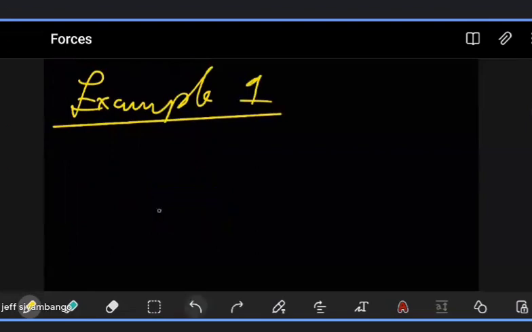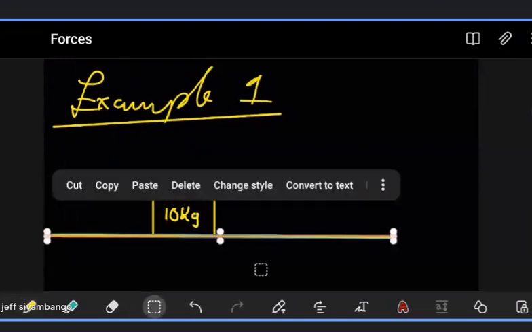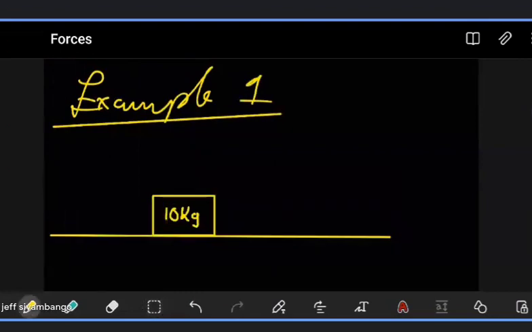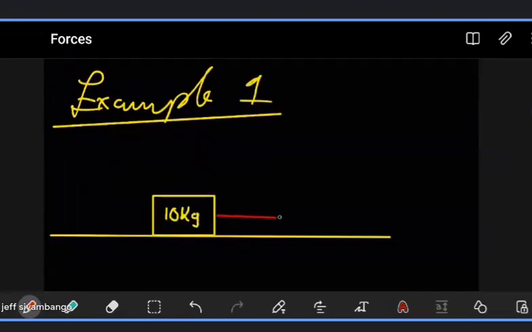And let's say this object has a mass of, we can give it 10 kgs. And it is on a smooth surface, something like this. And let's argue that it experiences two forces. A force like this, let's say this force is, we can say 80 newtons. And a force like this, let's say 30 newtons. And the question is, what is the acceleration?